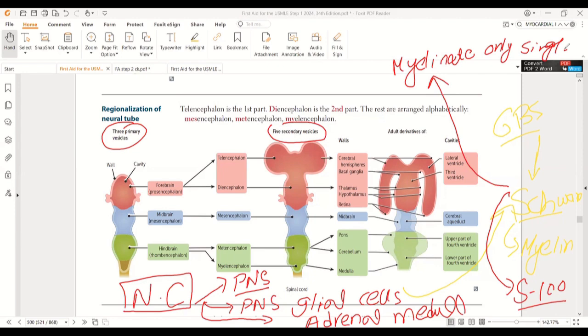Okay. Which cells are responsible for the myelination of the central nervous system neurons? Can anybody tell? Rock, can you identify which cells are responsible for the myelination of the central nervous system neurons? The high yield concept. Okay, so these are oligodendrocytes. So let's make a table that highlights the difference between the Schwann cells and oligodendrocytes.